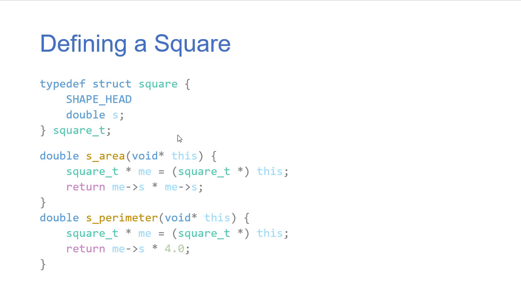So in summary, when we define a square, we need to have a structure that has the symbolic constant for the common things a shape needs, and then the additional fields for the specific attributes of that particular type of shape. And then we have the area and perimeter functions that we need to define. And again, those will take a void pointer, cast that to the appropriate type of shape, and then perform the calculation for the area and perimeter.